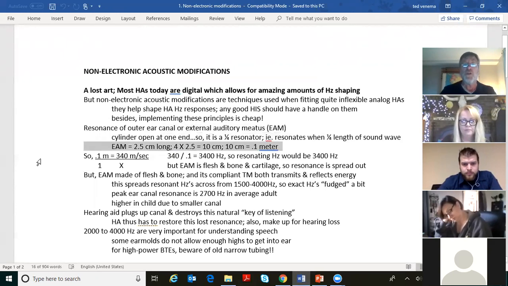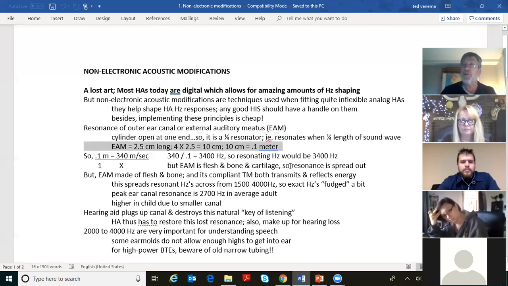And frequency equals speed of sound over wavelength. Wavelength equals speed of sound over frequency. So if you just plug in the numbers, wavelength equals speed of sound over x. You want to find out the frequency. So 340 divided by 0.1 is equal to 3,400 hertz. So the resonating frequency would be 3,400 hertz.